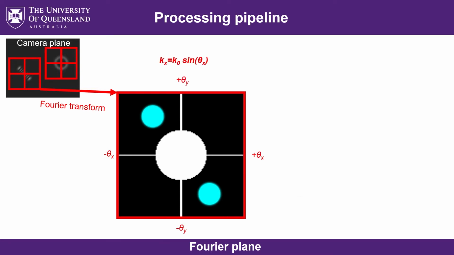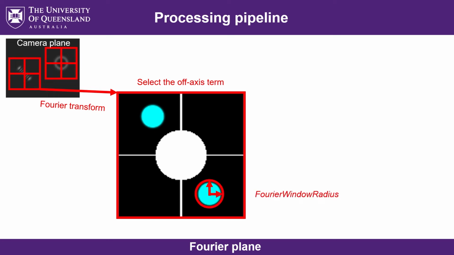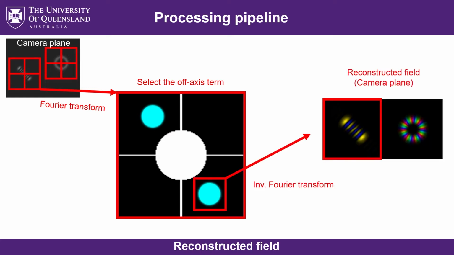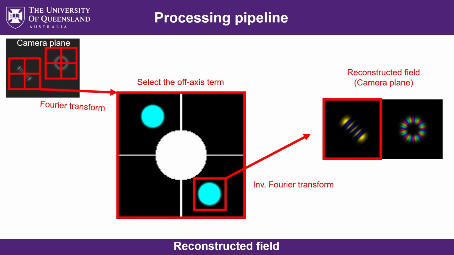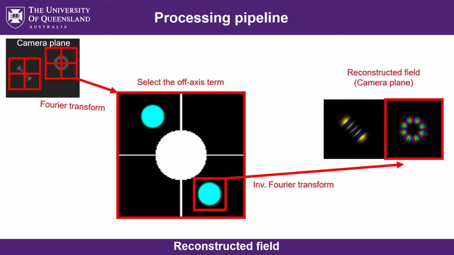We pick off the off-axis term, which is positioned at some location in Fourier space corresponding to the physical XY incident angle of your reference wave relative to the object wave. A particular window in Fourier space is selected of a given angular radius. That's inverse Fourier transformed, and any residual tilt of the reference wave is removed to give us our reconstructed fields. Now we're back in the camera plane with the fields for one or both polarizations.